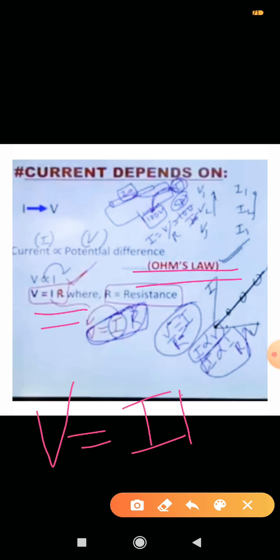I hope you understand. Now, this is known as Ohm's law. Simply, current is directly proportional to the potential difference, and vice versa, potential difference is directly proportional to current. This concept is known as Ohm's law. And by this we can also find the resistance. V is equal to R into I. This is the formula. R stands for resistance. We will explain this ahead.